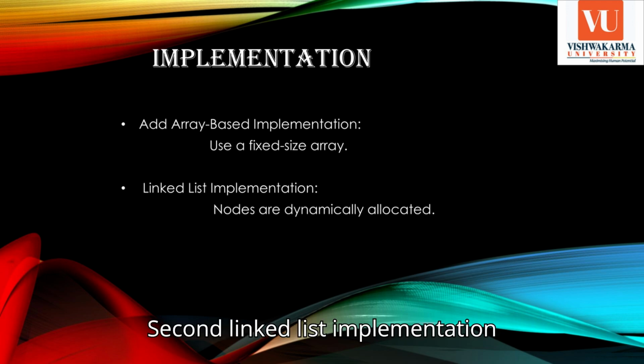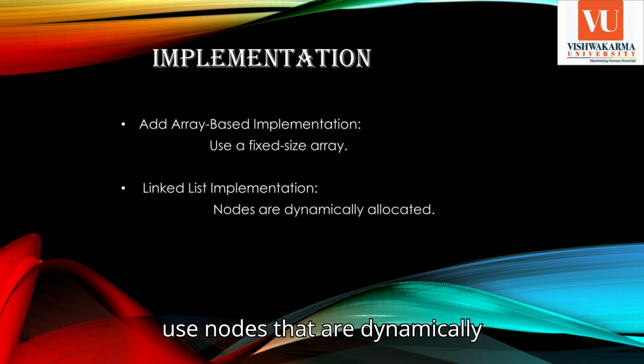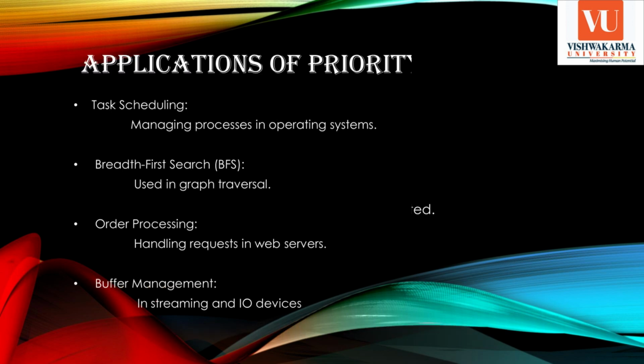Second, linked list implementation. Uses nodes that are dynamically allocated, with each node pointing to the next. Enqueue adds a new node at the rear. Dequeue removes the front node. Pros: flexible size, efficient for dynamic growth. Cons: more complex with additional memory needed for pointers.